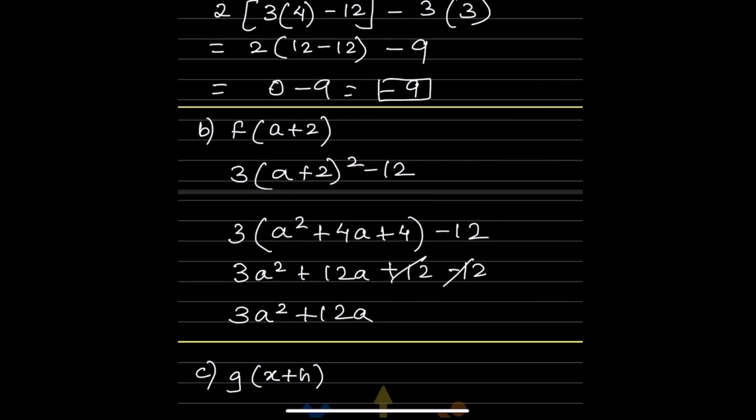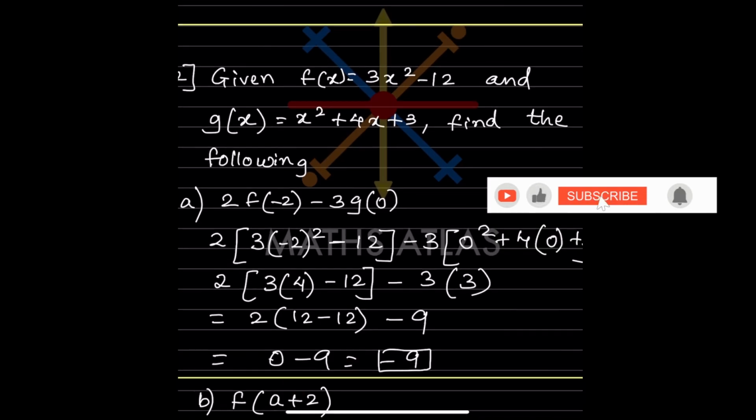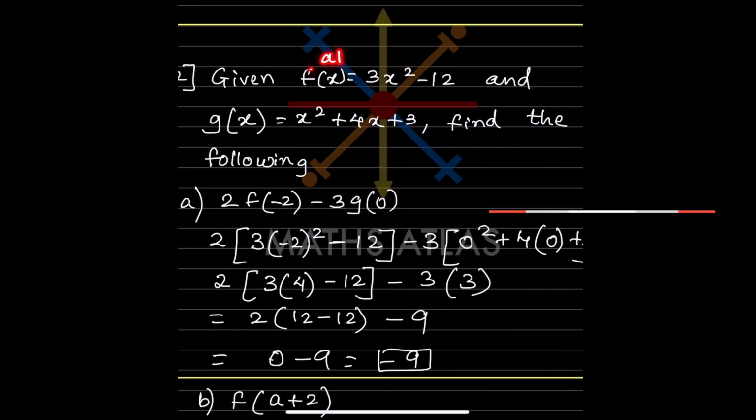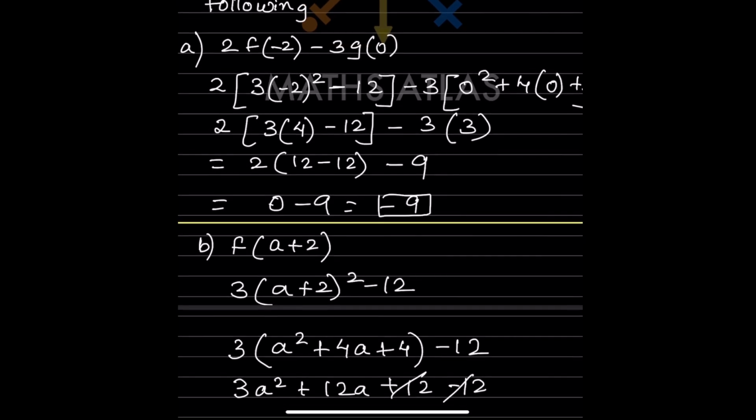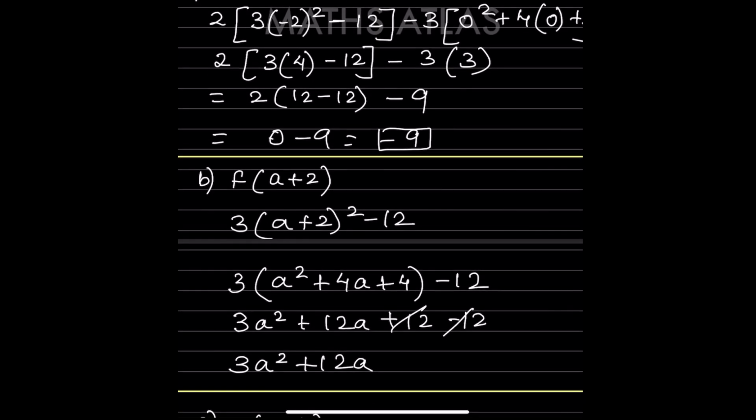Now you will see for f of a plus 2. So this is the value here, x. Wherever you see x, you are going to put a plus 2. So in this expression, you are going to put a plus 2. So f of a plus 2 is going to be 3 into, this is x square, so a plus 2 whole bracket square, and minus 12 is the same here. Whatever is there, that will be here.